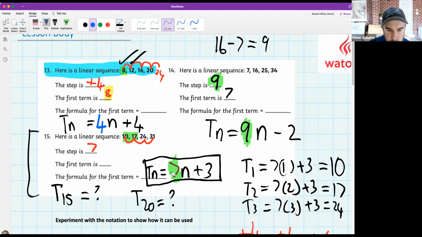Well, the first term would just be 7 times 1. Okay. Now, 7 is 3 short of 10. And so that's why, if you look here, we need to get to 10, but we're stuck at 7. We have to add 3. Okay.